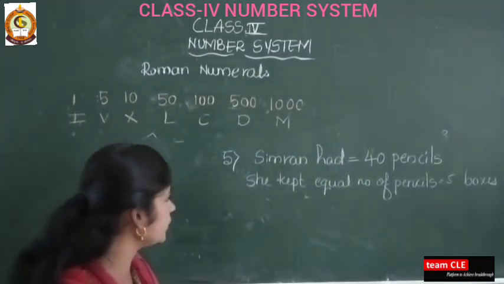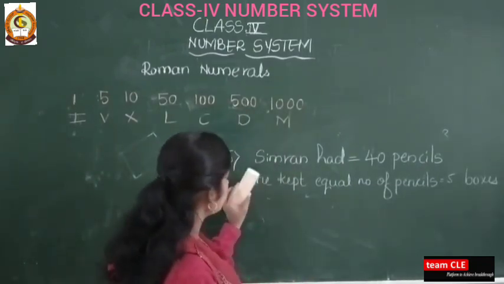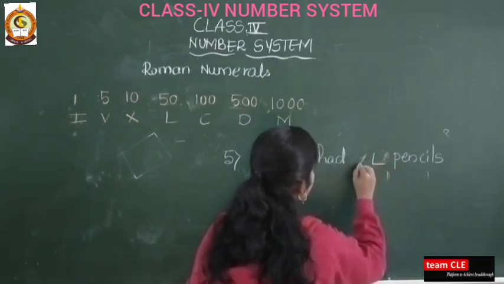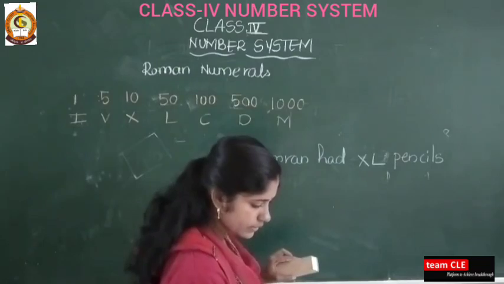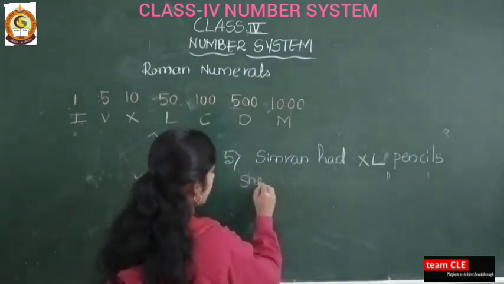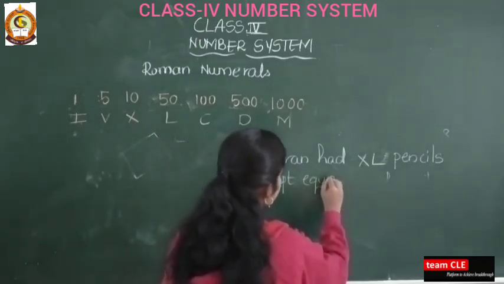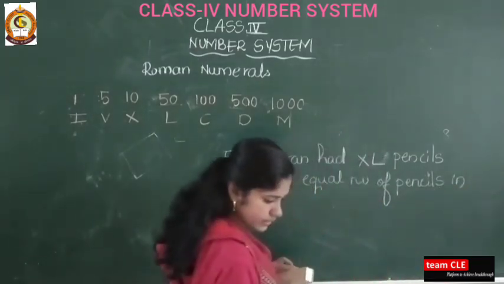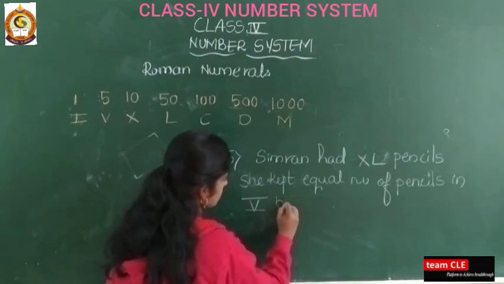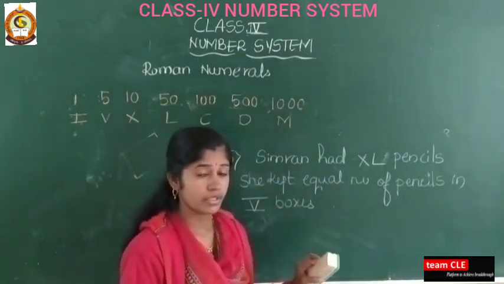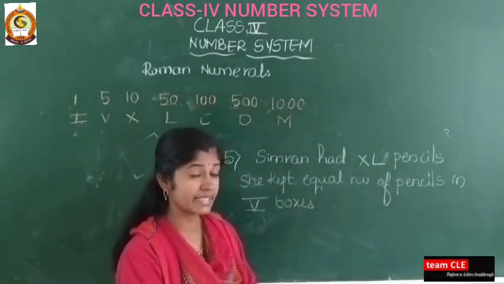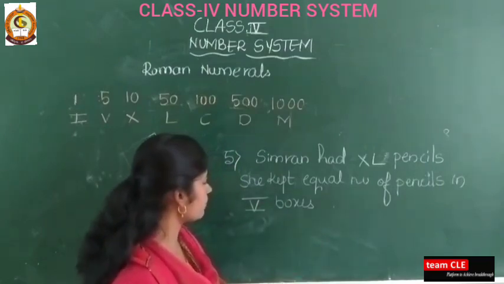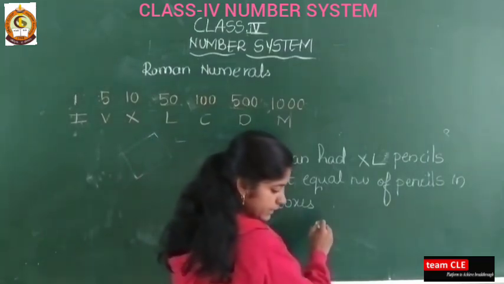Here there is no need to calculate. Here you have to write the answer like this. See here, Simran had 40 pencils. Simran had 40 pencils means you have to write this in Roman numerals. XL means 40 pencils. She kept equal number of pencils in how many boxes? In five boxes. The question is given in what? Hindu Arabic numbers. You just rewrite that in what? Roman numerals. So Simran had XL pencils. XL pencils means 40 pencils. She kept equal number of pencils in 5 boxes. How many pencils were there in each box?